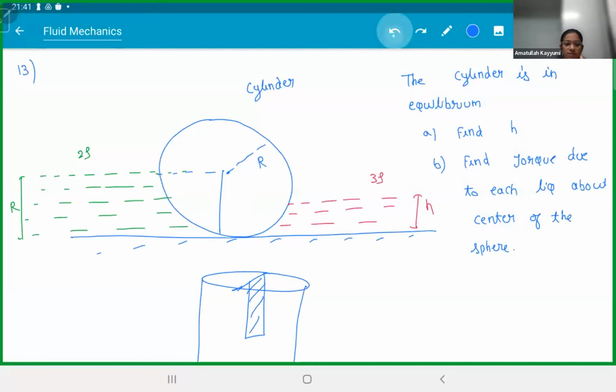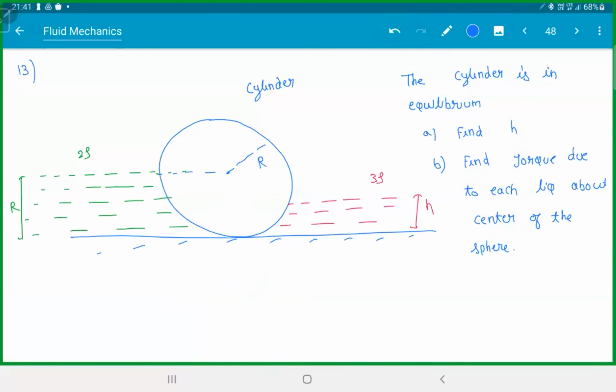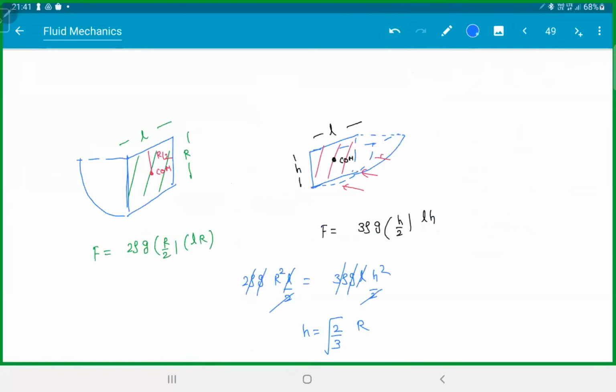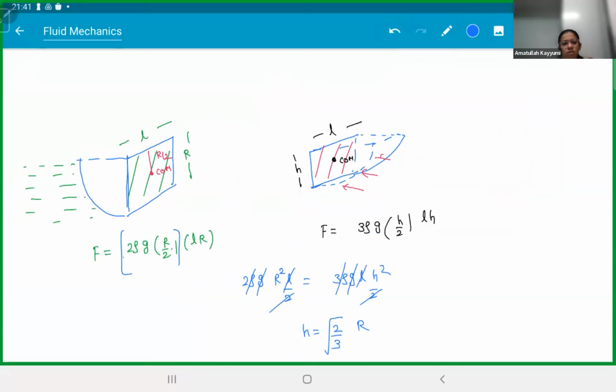So this is the projection for the green liquid. The green liquid is still here, isn't it? So its center of mass is where? R by 2. So pressure into area. What is the pressure? Rho g H into area. On the right-hand side, we have to do the same, but this time the height of the rectangle will be H only. Clear, everyone?